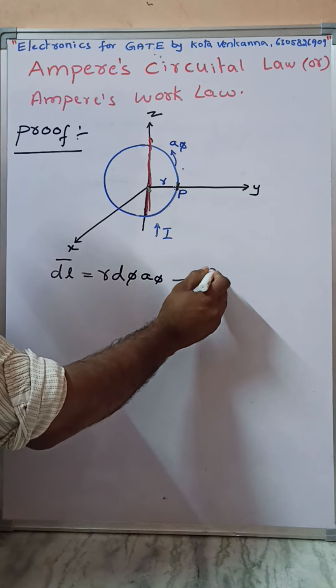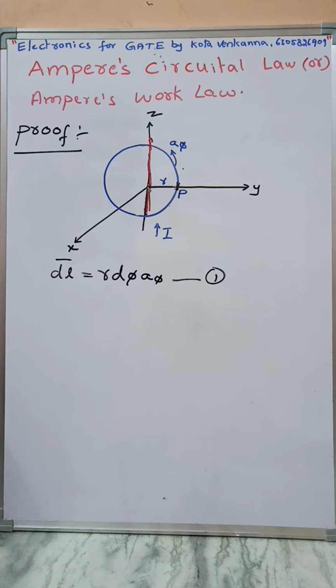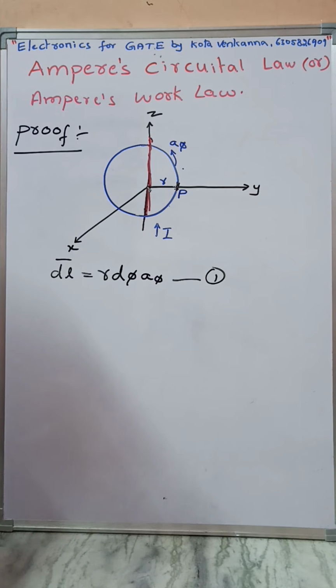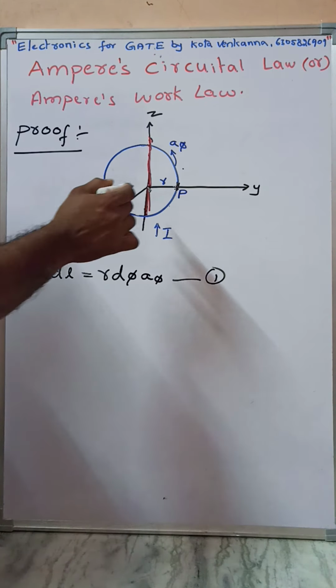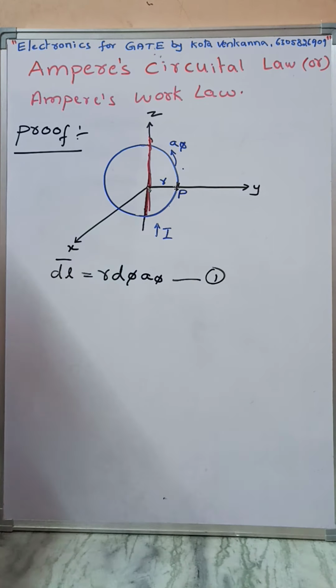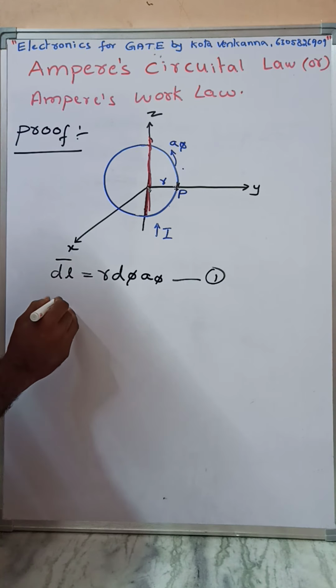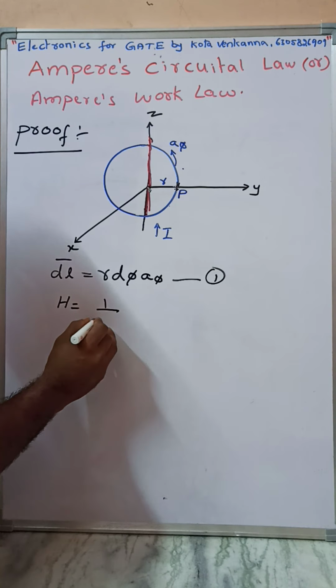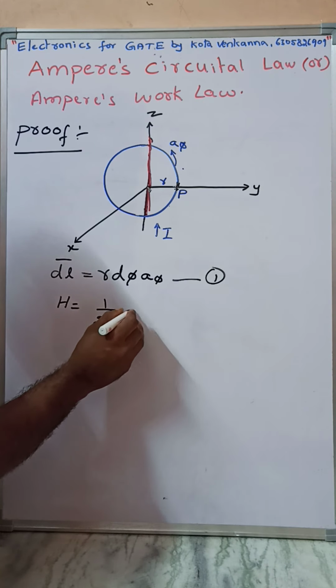Equation 1. And from the Biot-Savart law, the magnetic field intensity at point P is written as H is equal to I by 2 pi r, A phi.